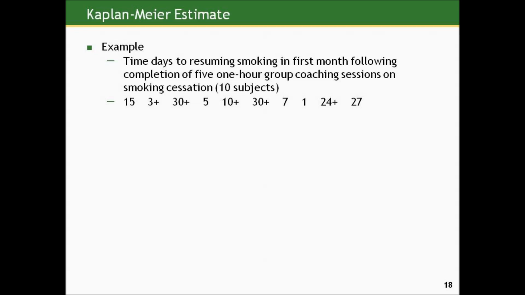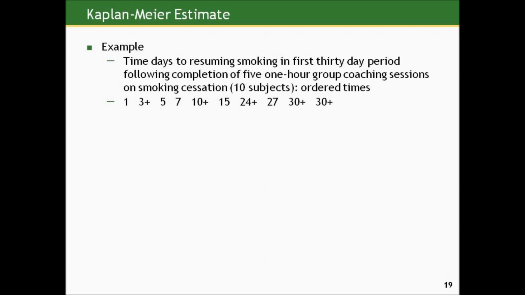Some people were not eligible to be part of the study because even after the 5 sessions, they did not quit. So we started with a group of 10 subjects who had quit. We followed them until they either started smoking again, dropped out, or the 1 month period ended. You can see we have some observed relapses to smoking and some censored times, and we want to summarize this. Well, let's first order the times from lowest to largest, and then start estimating the survival curve, the time-to-event curve, using the Kaplan-Meier method.